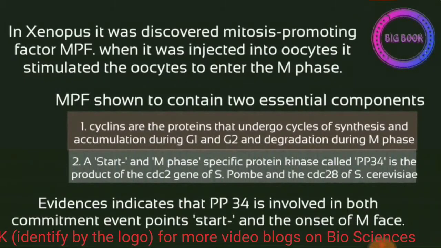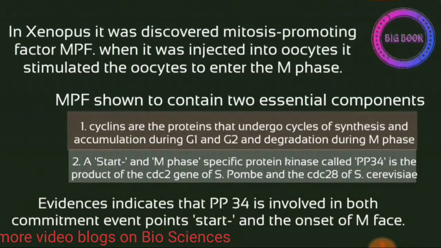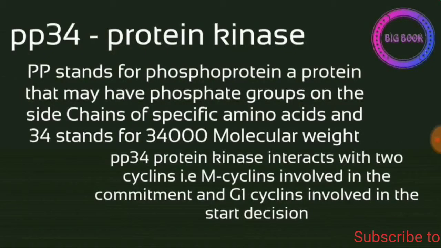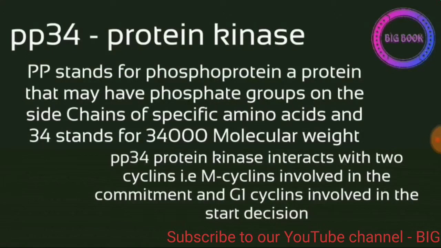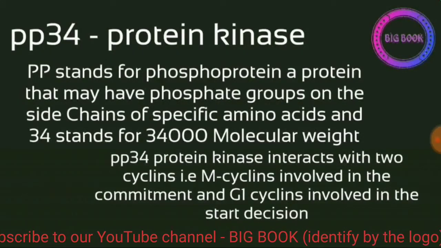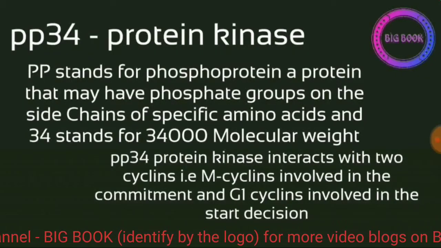Here there are two essential components which help the stimulation of the oocytes to enter the M phase. One is cyclins, the proteins that undergo cycles of synthesis and degradation, and the other is the p34 protein kinase. P stands for phosphoprotein, a protein that may have phosphate groups on the side chains of specific amino acids, and 34 stands for the 34,000 molecular weight of this protein.